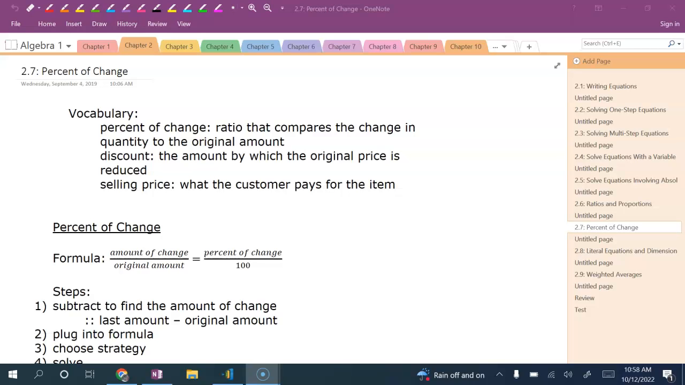Chapter 2, Section 7 is all about percent of change. Before we get too far into the notes, I want to go over some vocabulary words that you are going to need to be familiar with, just because they get talked about and used a lot in the problems that we're going to see.